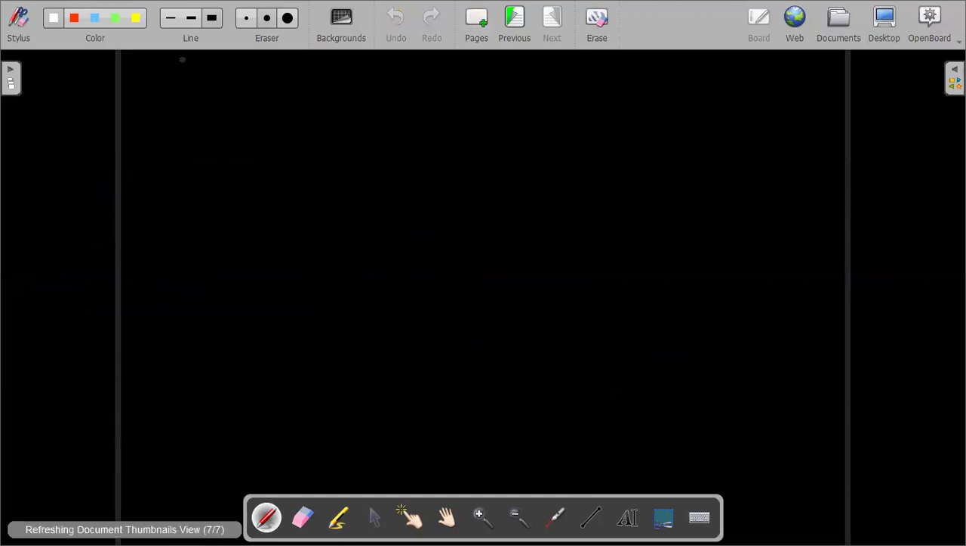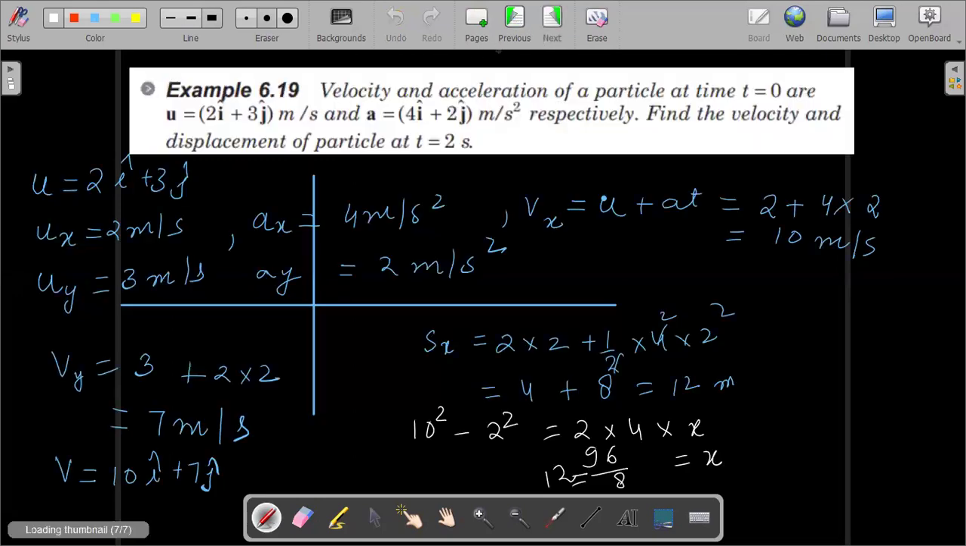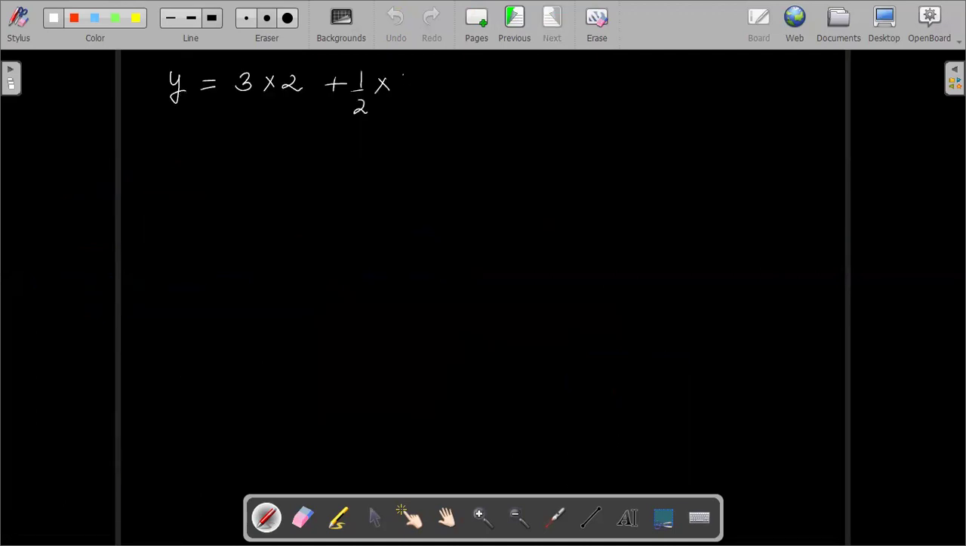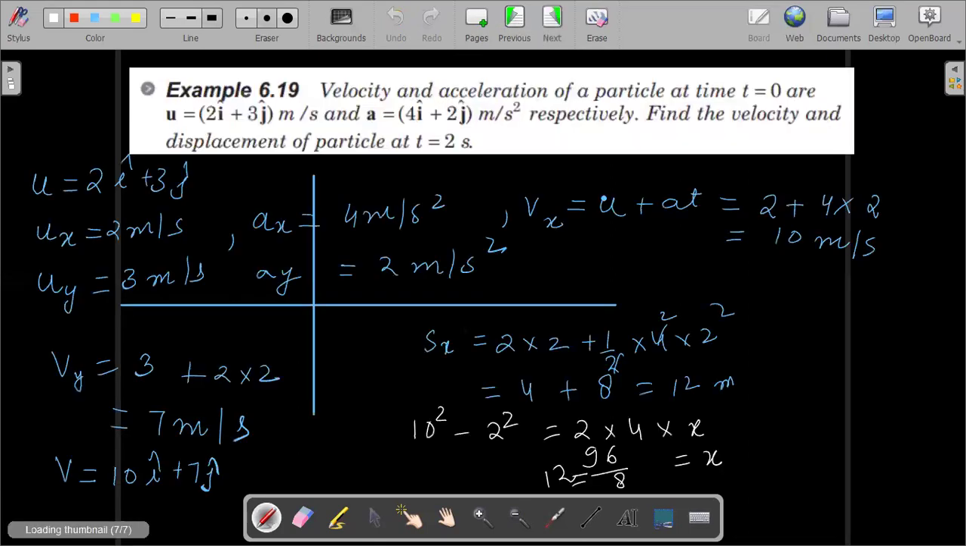I'm getting it here. Y displacement will be equal to u in the y direction, 3 multiply 2, plus 1 by 2 multiply acceleration in the y direction being 2, so 2 times 2 squared. You can cancel this 2 and you get 6 plus 4, that is 10. Okay, right. So have you understood how it works now?